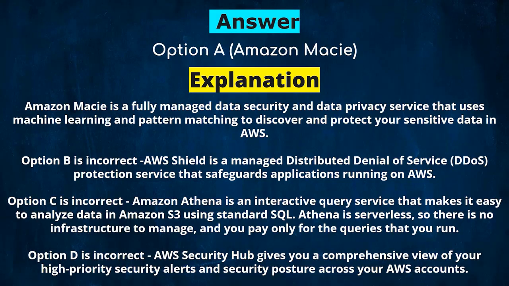Option B is incorrect. AWS Shield is a managed distributed denial of service protection service that safeguards applications running on AWS. Option C is incorrect. Amazon Athena is an interactive query service that makes it easy to analyze data in Amazon S3 using standard SQL. Athena is serverless, so there is no infrastructure to manage and you pay only for the queries that you run. Option D is incorrect. AWS Security Hub gives you a comprehensive view of your high priority security alerts and security posture across your AWS accounts.